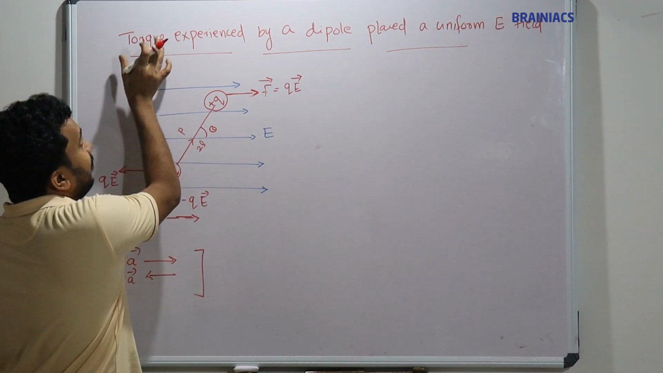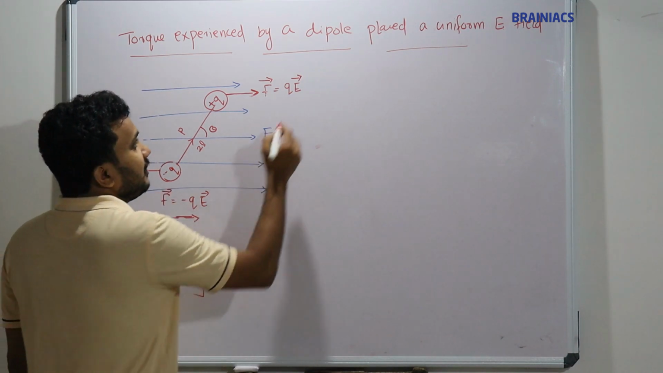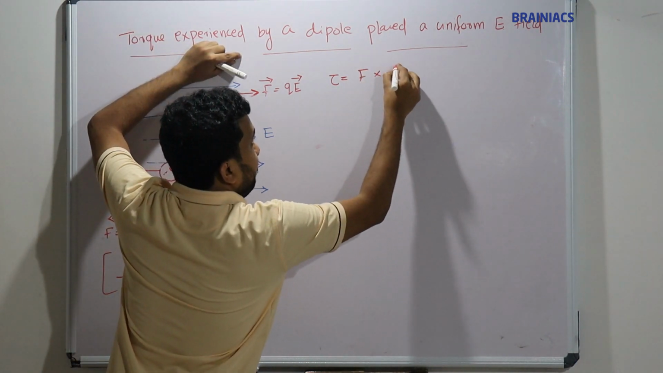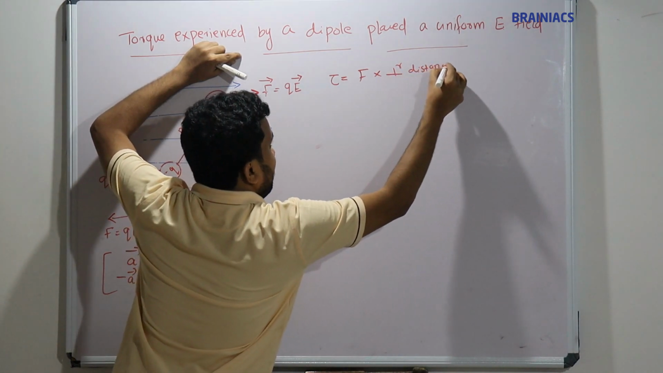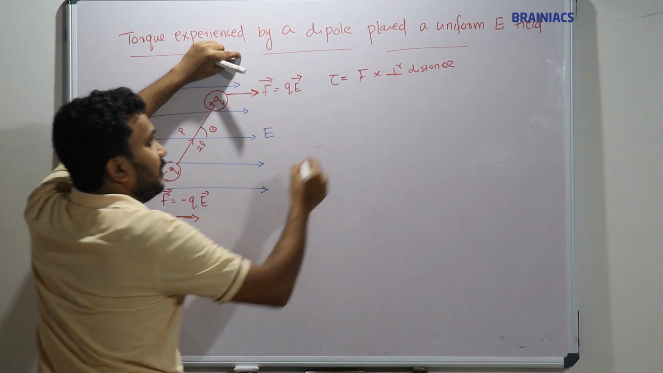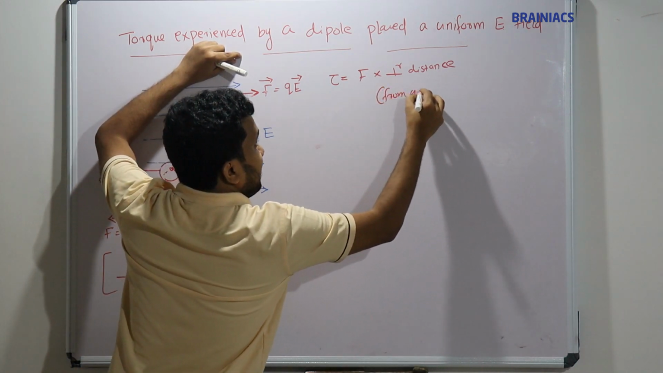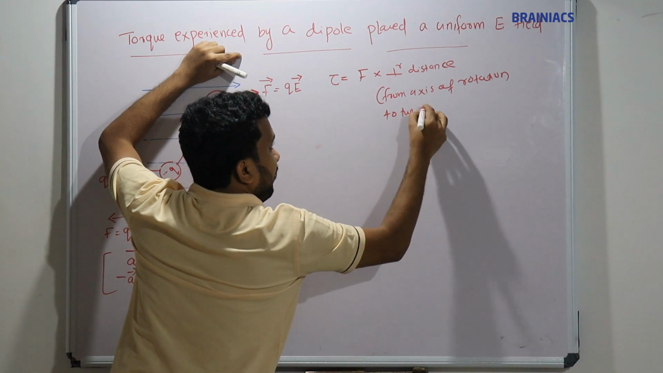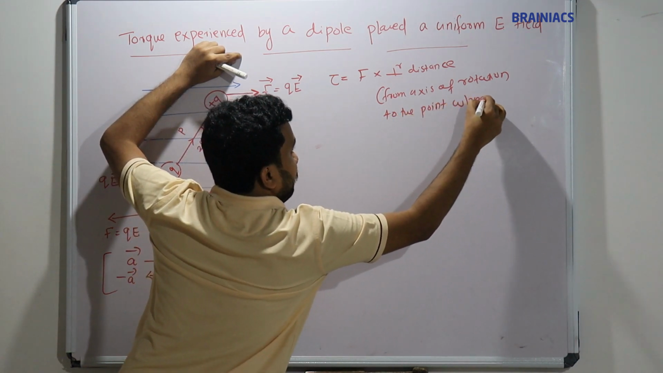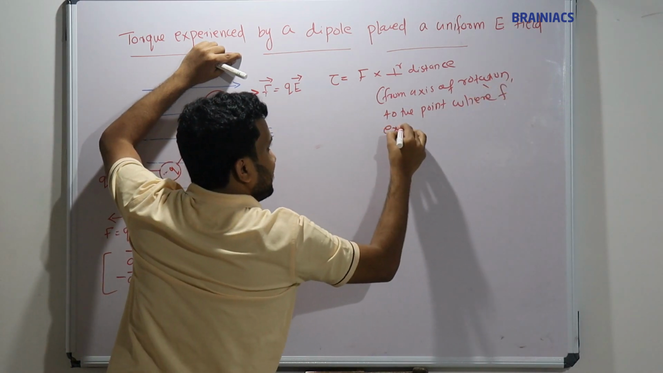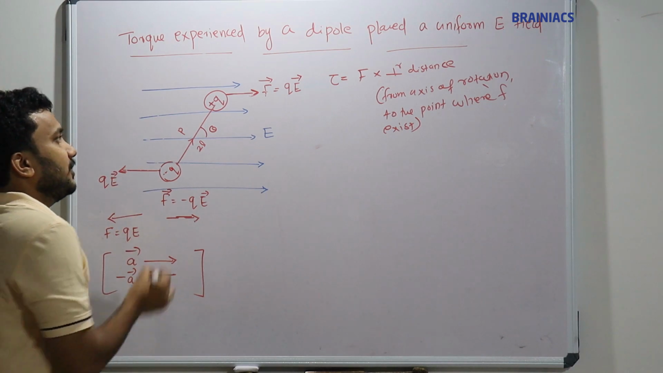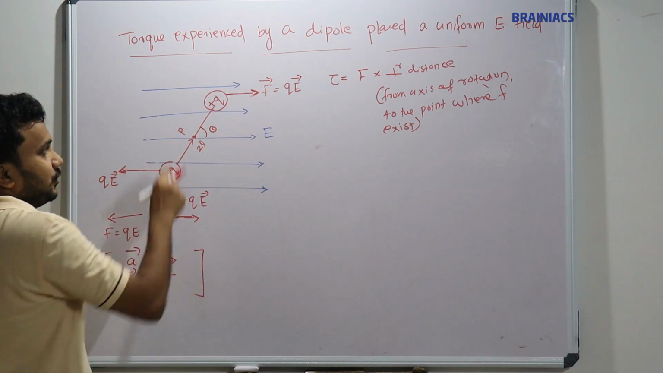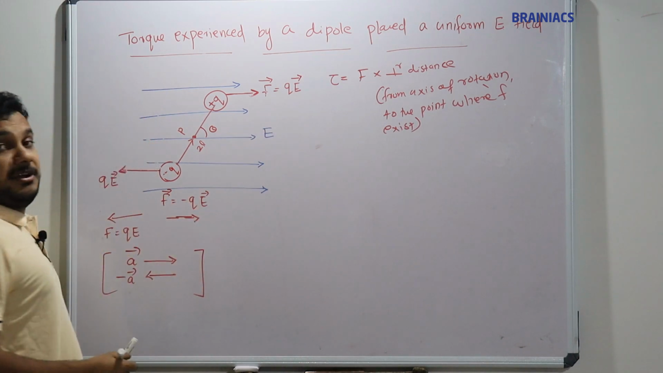Next, we are going to calculate the equation for torque. What is the general equation for torque you have learned in work, power, energy in first year? Force into perpendicular distance. The perpendicular distance is from the axis of rotation to the point where the force exists. Axis of rotation means the center point. This point is not moving, but both sides are moving like this. So the distance from here to here is the perpendicular distance.